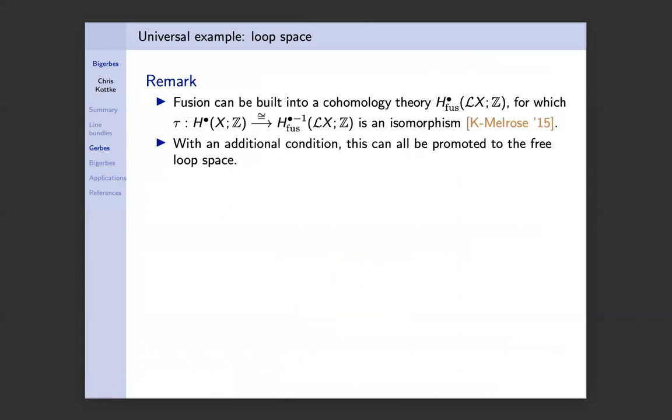Just two remarks before I go on. It's possible to build this notion of fusion that I previously talked about in the sense of line bundles into a cohomology theory itself on loop space. You can talk about fusion cohomology on loop space, and then you can promote this transgression map to an isomorphism. The statement is that there's an isomorphism between integer cohomology on X and fusion integer cohomology on the loop space, degree 1 lower. Actually, I think I gave a talk about that here at UCAM a couple of years ago.